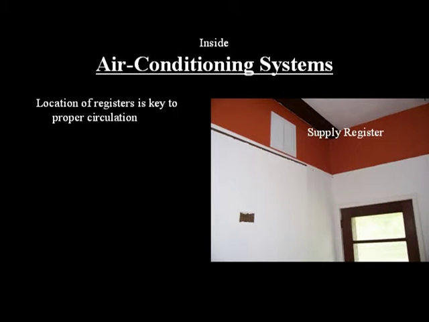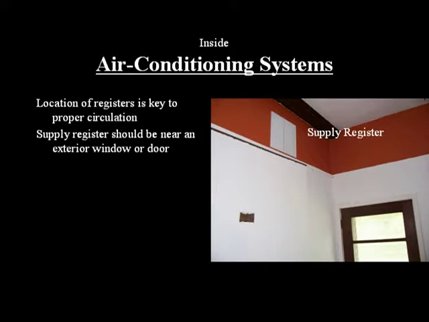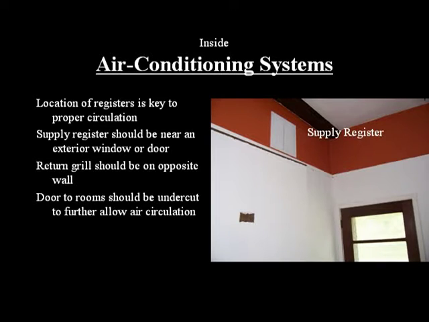As mentioned earlier, the location of the registers is key to proper air circulation. Ideally, the supply register should be near an exterior window or door, and the return grill should be on the opposite wall. The door to the rooms should be undercut to further allow air circulation.